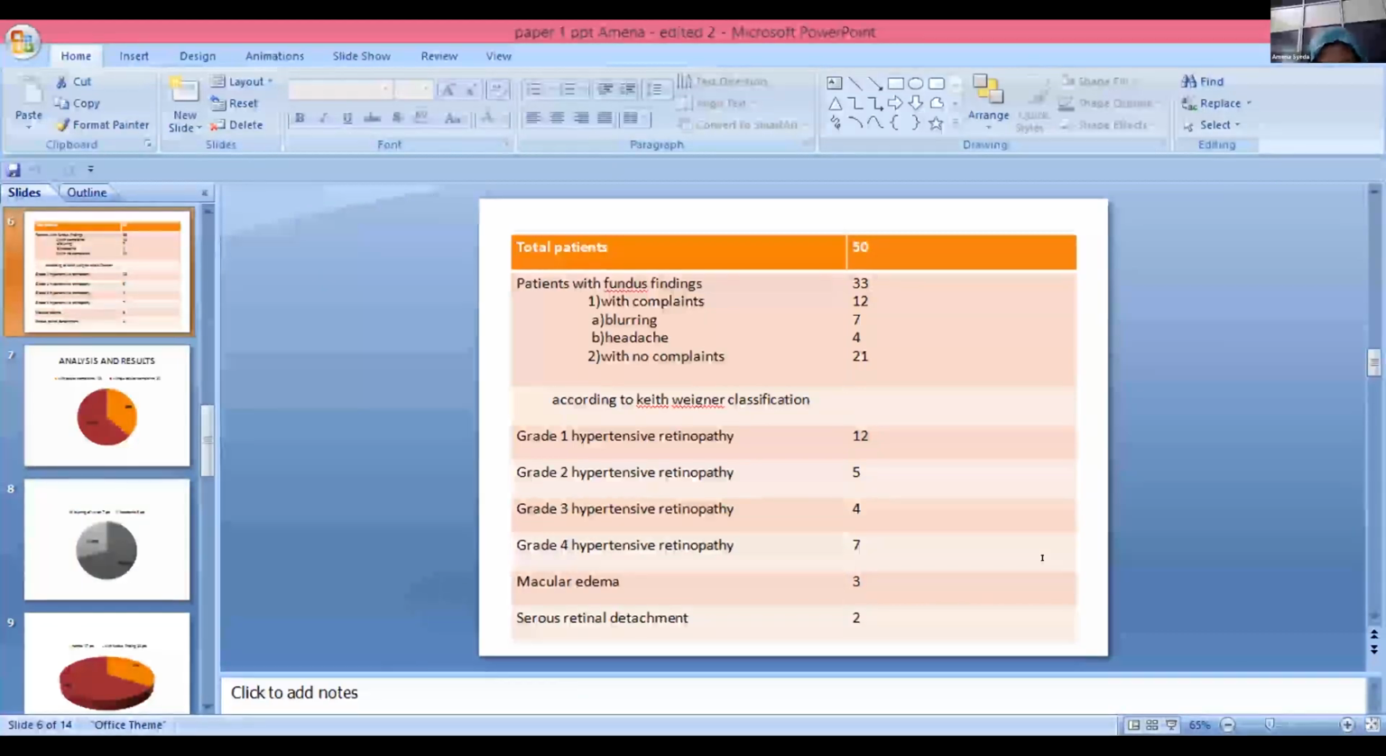According to Keith Wagner's classification, we have classified it as grade 1 hypertensive retinopathy, which was seen in 12 patients, grade 2 hypertensive retinopathy among 5 patients, grade 3 in 4 patients, and grade 4 in 7. Macular edema was seen in 3 patients, and serous retinal detachment was seen in 2 patients.